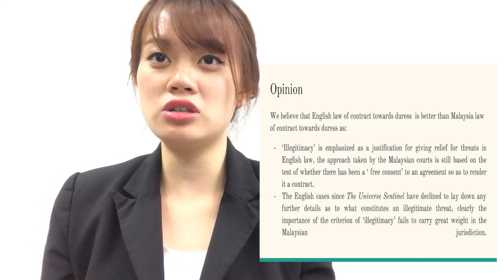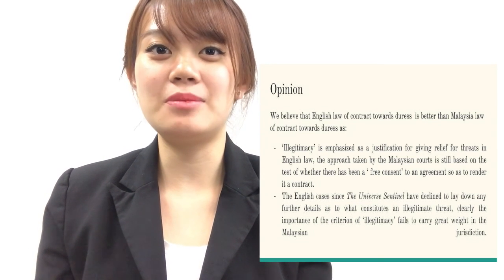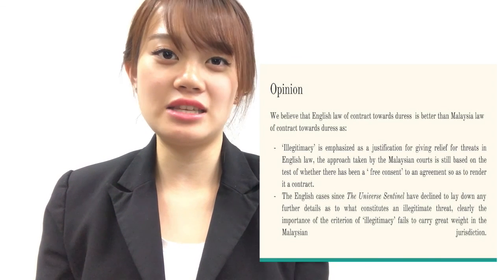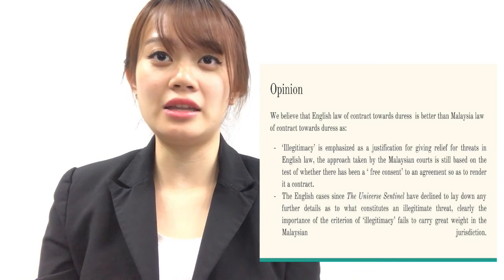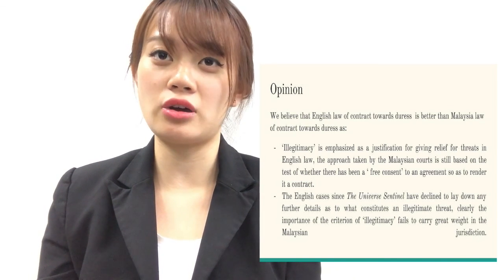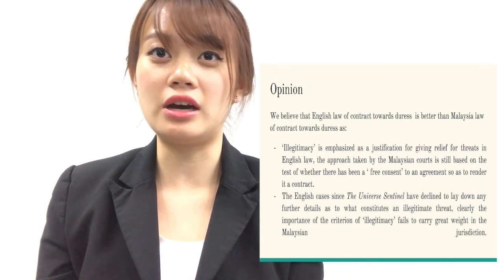By and large, a comparison of the law relating to contracts induced by threats reveals that, despite basic similarities and common features, the general meaning and the scope of the law differs under both legal systems. With that said, we believe that duress under English law of contract is better than Malaysian law of contract towards duress, as illegitimacy is emphasized as a justification for giving relief for threats in English law. The approach taken by the Malaysian courts is still based on the test of whether there has been a free consent to an agreement so as to render it a contract.